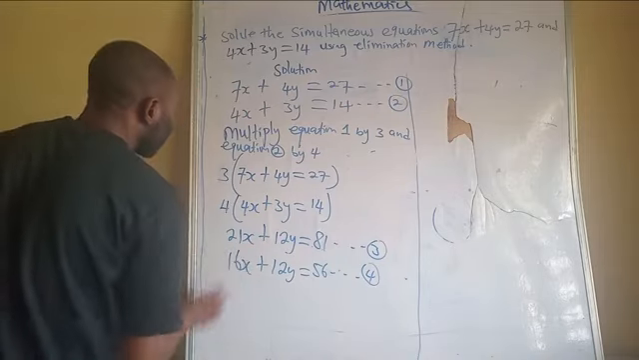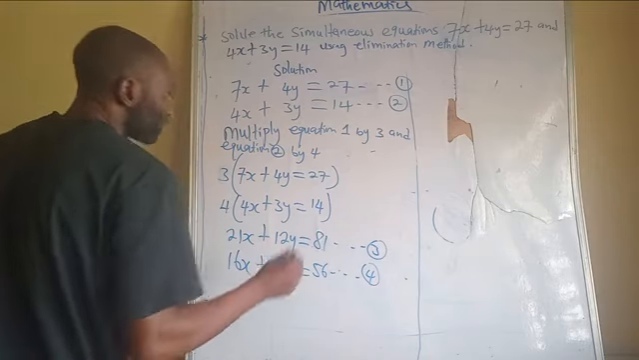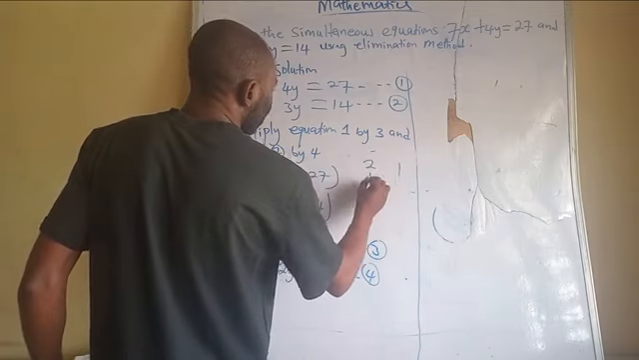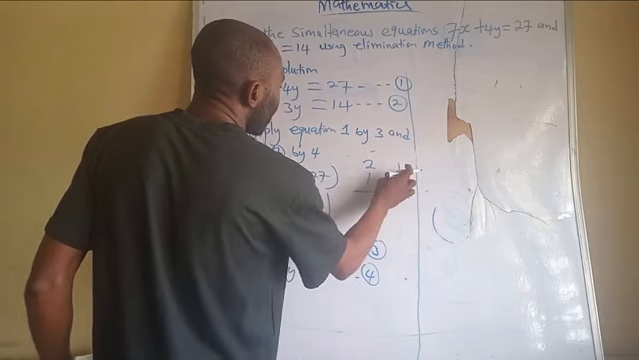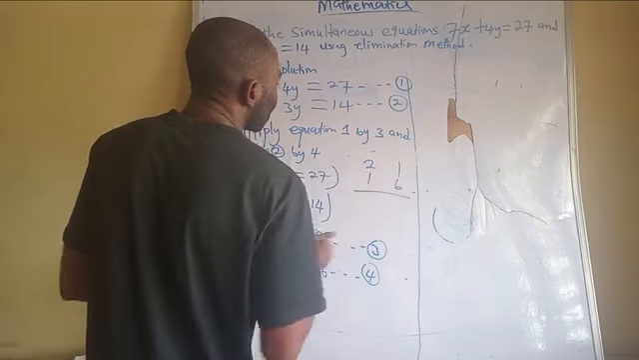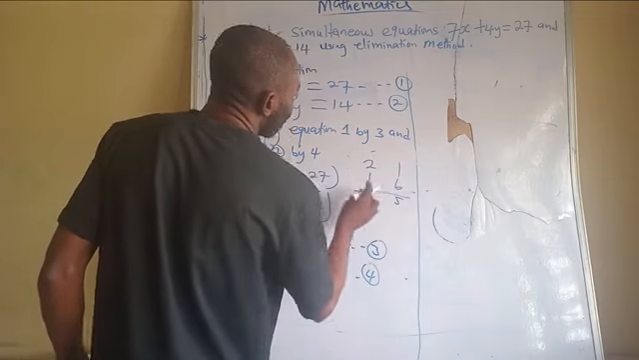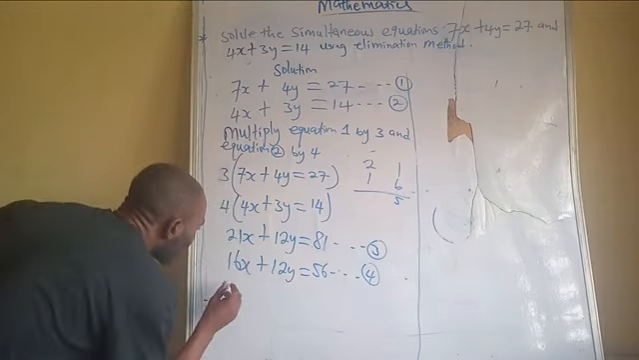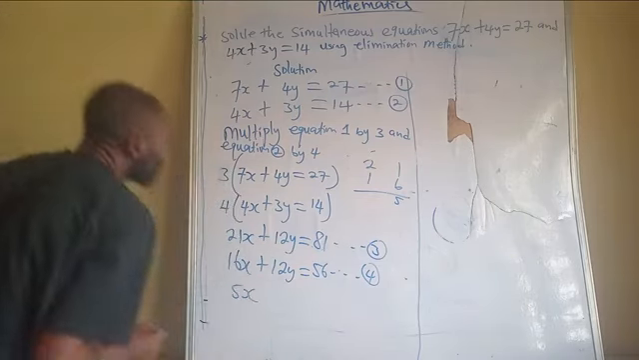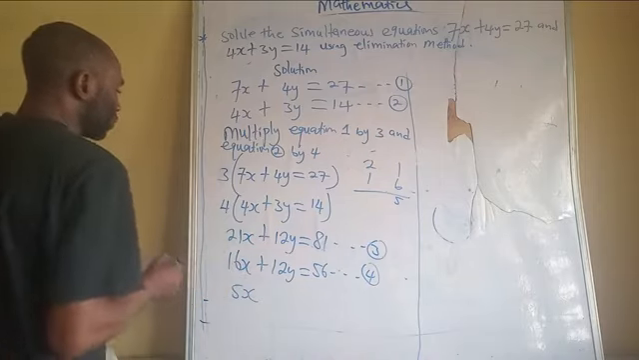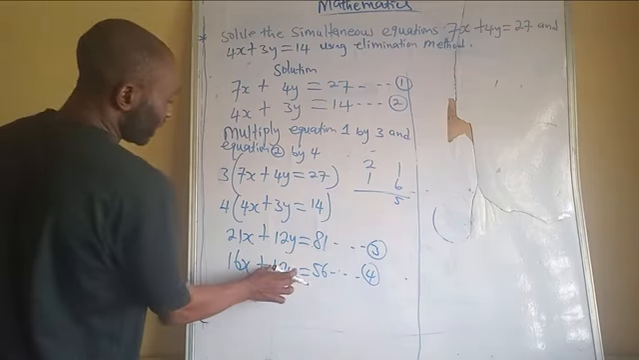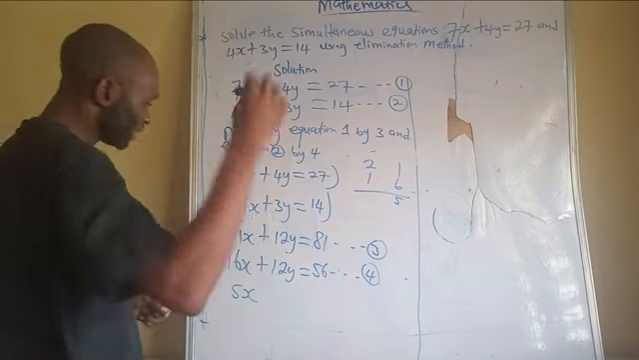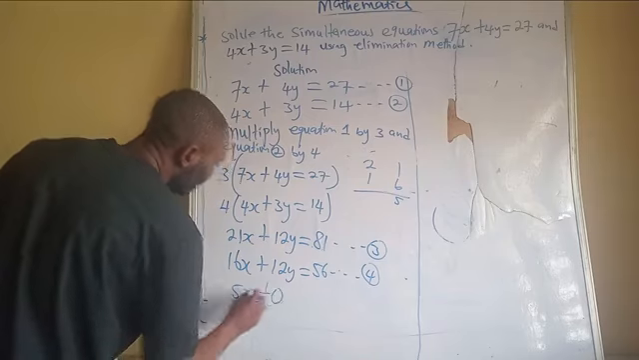16 minus 21 will give us, 21 minus 16. 6 borrow here, making it 11. 11 minus 6 is 5. And 1 minus 1 is 0. So that gives us 5x. That is, 16x minus 21x will give us 5x. 12 minus 12, we have eliminated that. So it's giving us what? 0. So that is 0.